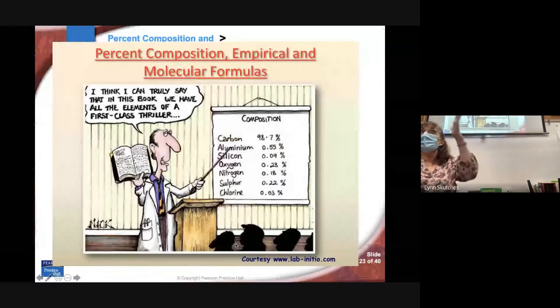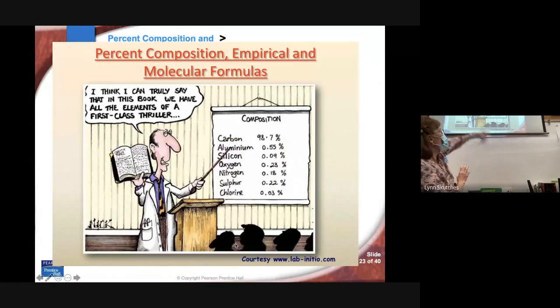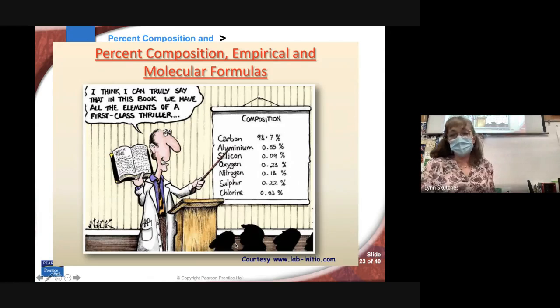Okay, so we've done percents. You know that percent should add up to 100. You know that compounds can be made of lots of elements. We'll keep it simple with 2 or 3 for most of this early work, but you might see 4 or 5, 6 elements in the same compound. It's possible.